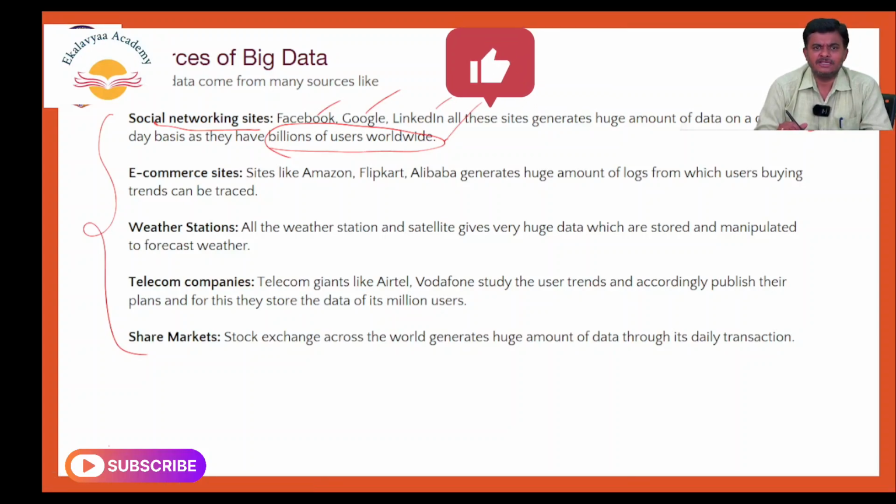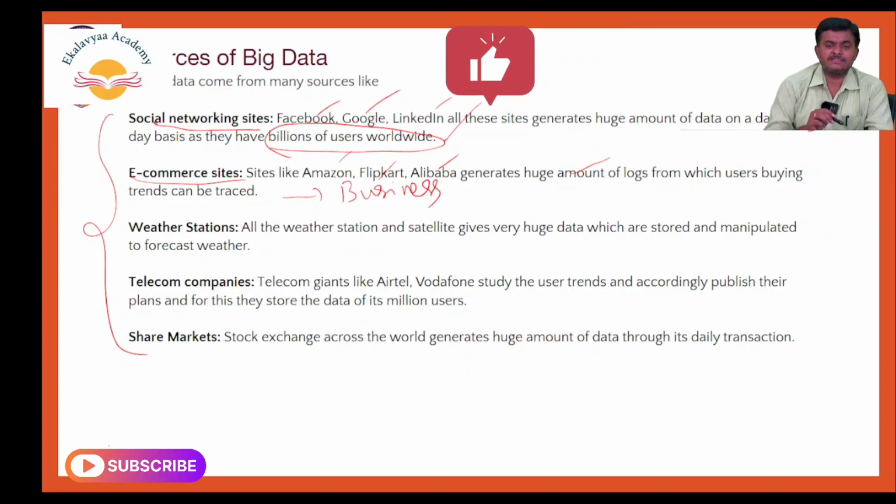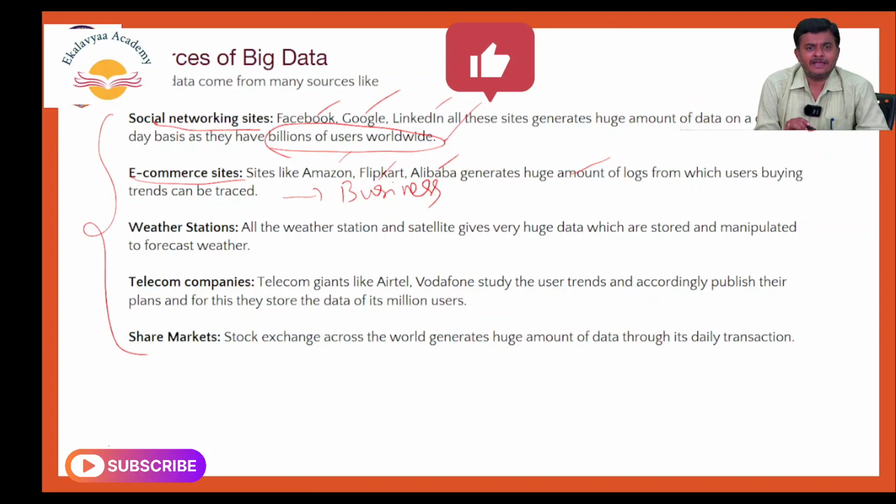Google means Google search. Next, e-commerce sites. Sites like Amazon, Flipkart, Alibaba generate a huge amount of logs from which users' buying trends can be traced. These help business improvement, because it helps you analyze the customer patterns and you can take a decision to target specific customers to improve the business.